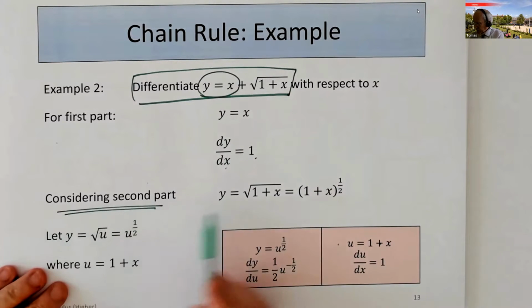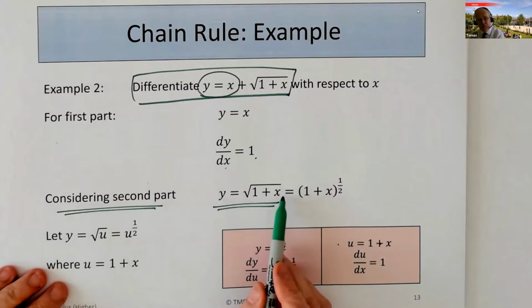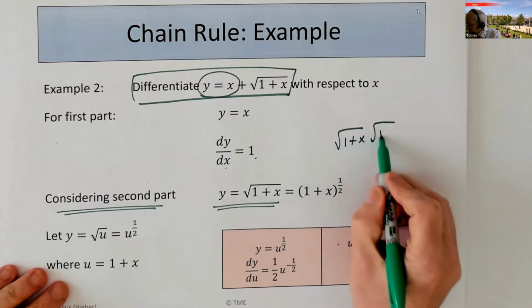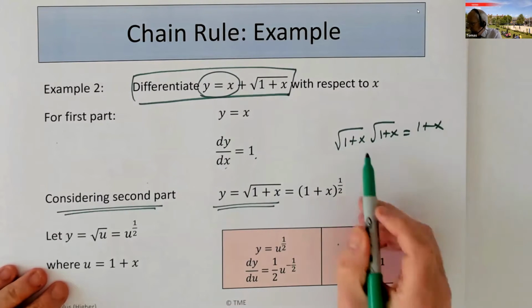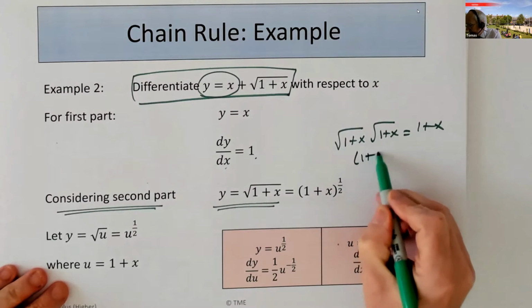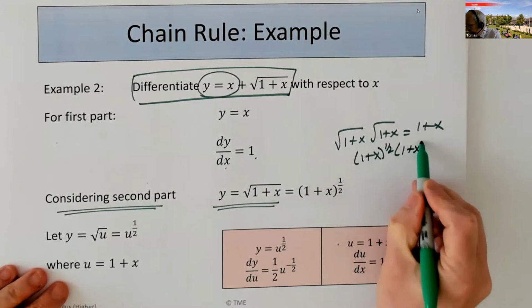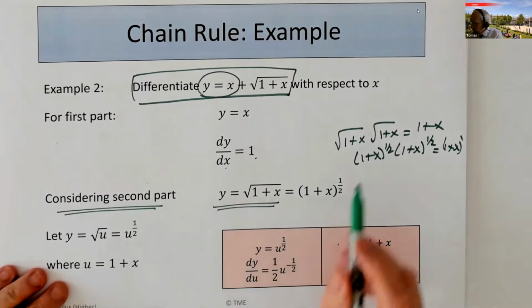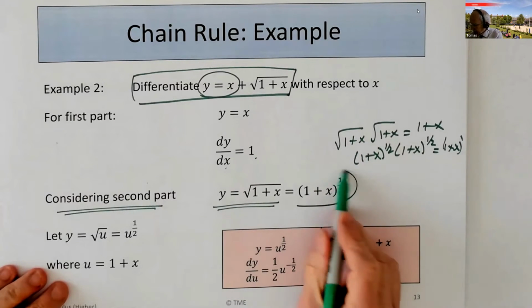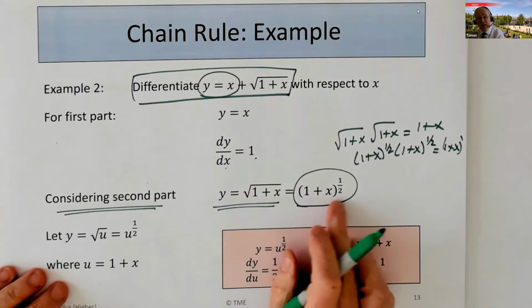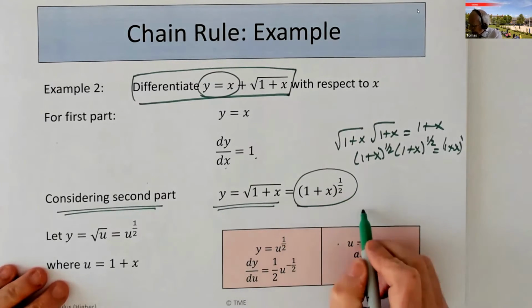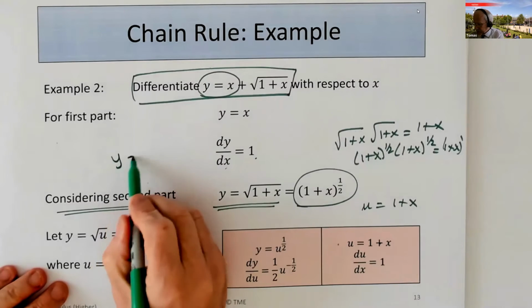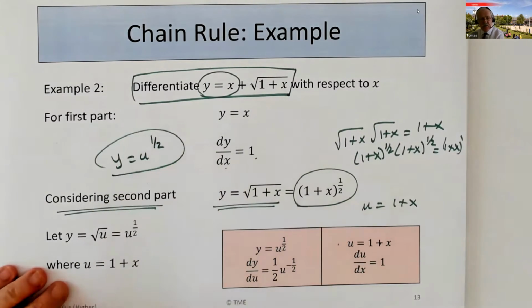But now let's look at the other part. y is equal to the square root of 1 plus x. Well, the square root of 1 plus x times the square root of 1 plus x must be 1 plus x. So therefore, this must be (1 plus x) to the half times (1 plus x) to the half is (1 plus x) to the 1. So another way of writing the square root is (1 plus x) to the half. Now it's still messy, but imagine if we decided that u was equal to 1 plus x. Then we just have y is equal to u to the half, and that might be an easier thing to do.